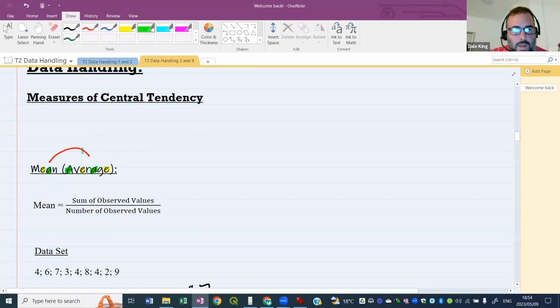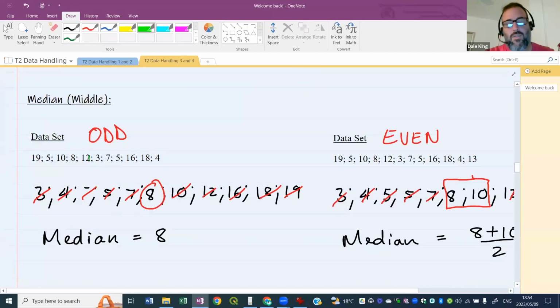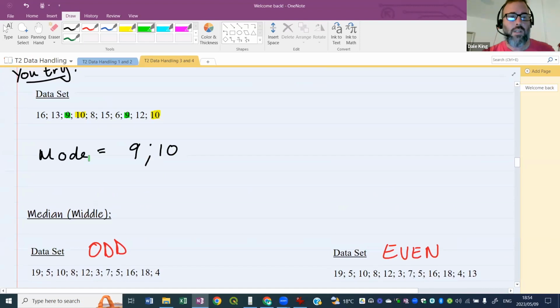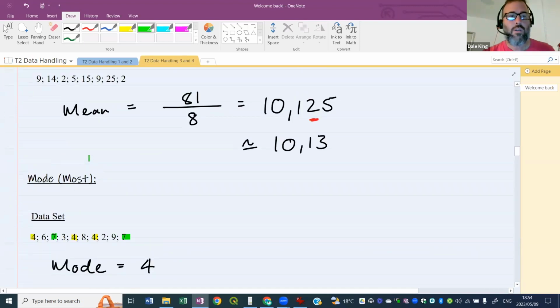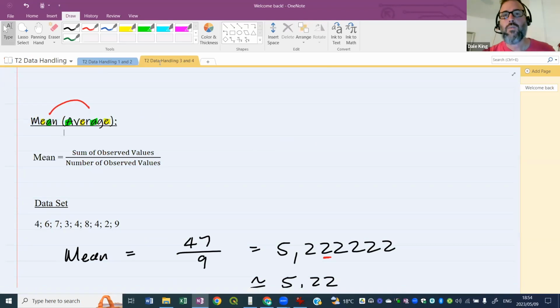So think about it this way, a combination between the two words, mean, average. It doesn't really rhyme or sound the same, but mode most definitely sounds the same, and median middle definitely sounds the same. So if you get those two right, median middle and mode most, then the average has got to be the third one. Okay, so Emmanuel, I hope that helps you guys out. Are there any other questions?